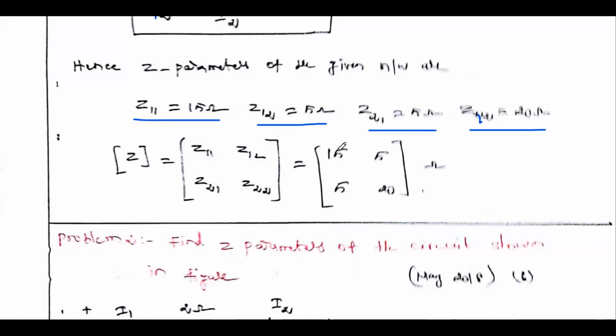So you just write 15. What is Z12? It's 5 ohm. Z21 is 5. Z22 is 20. So this is the Z parameter matrix. Okay, so this is method 1.